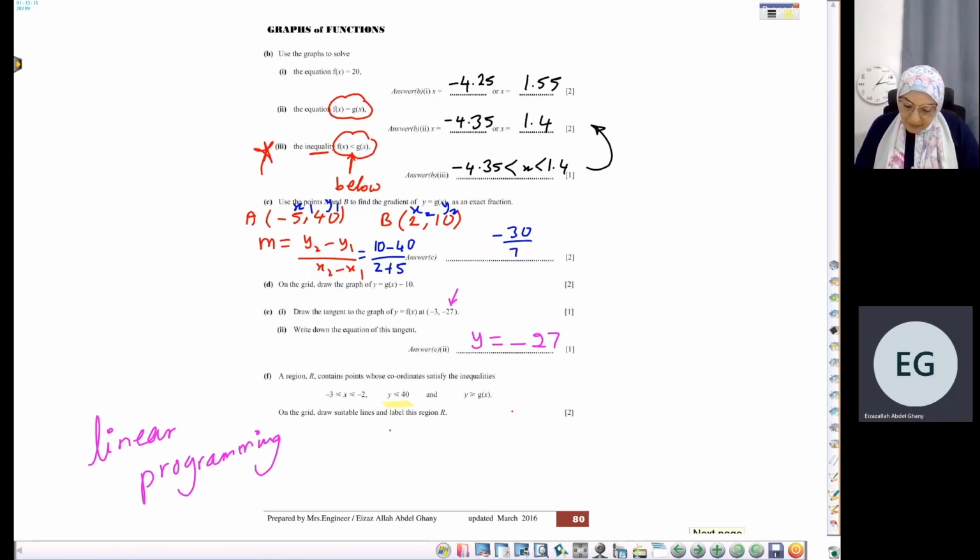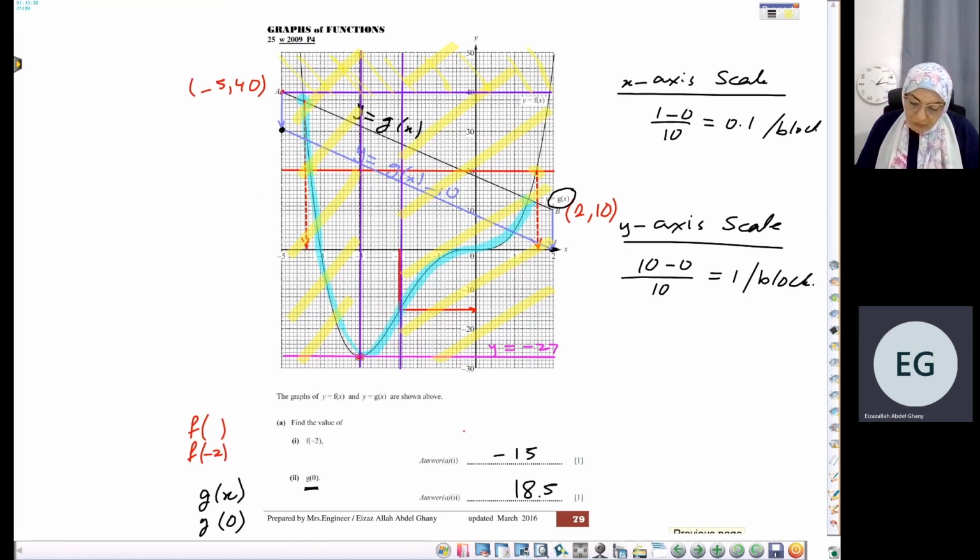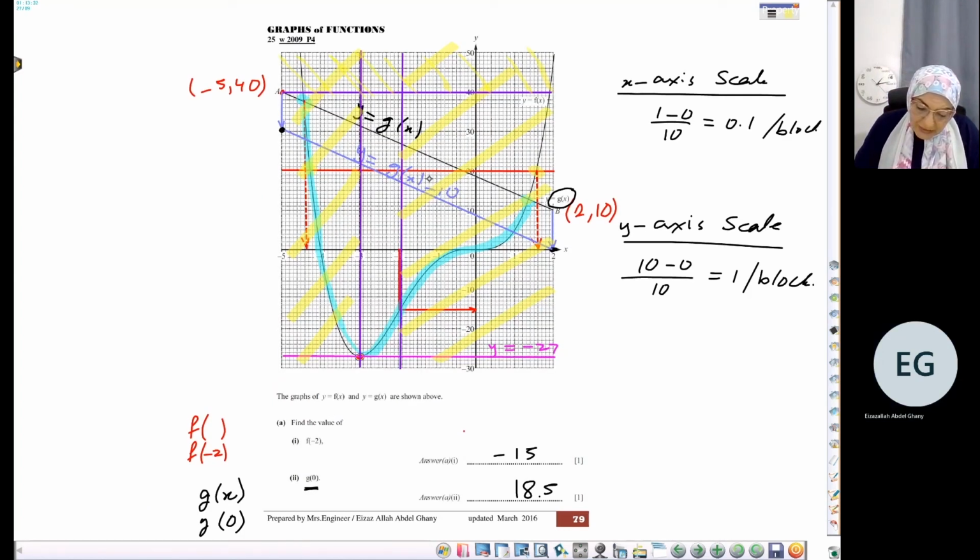Next, y should be greater than g of x. This is the wanted region. Y should be greater than g of x. So you have to cancel the region which is below g of x. The region below g of x, which is this line, you should delete and say, I don't want it.